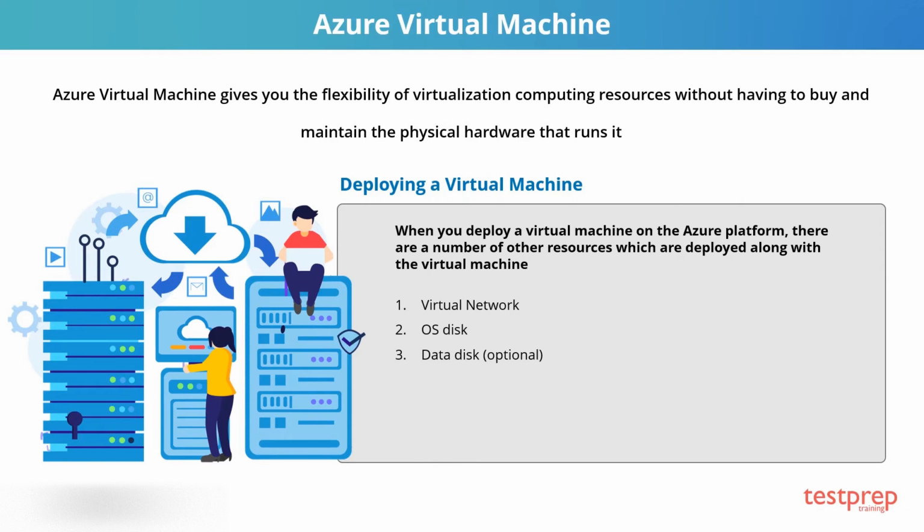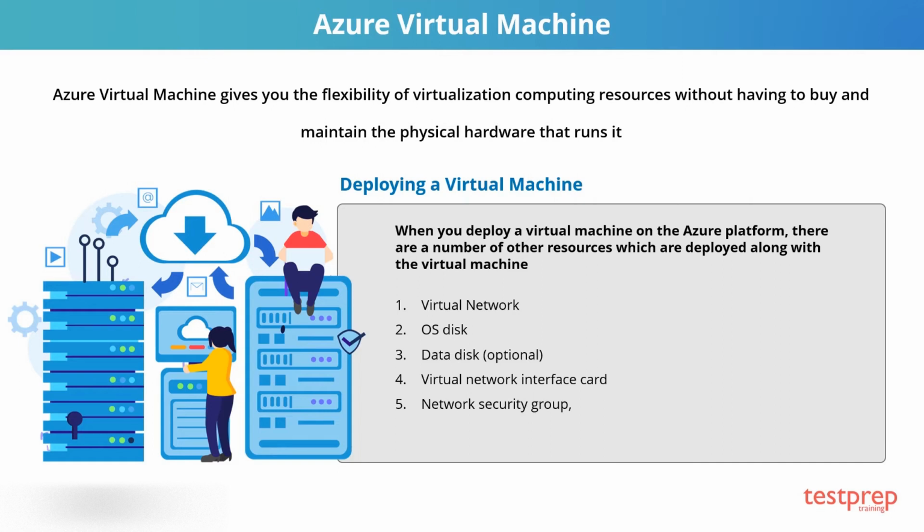You can also add your own data disk on the virtual machine. 4. A virtual network interface card. All of the packets of data that are sent by the virtual machine and received by the virtual machine go via this network interface. The network interface can get a private and a public IP address.